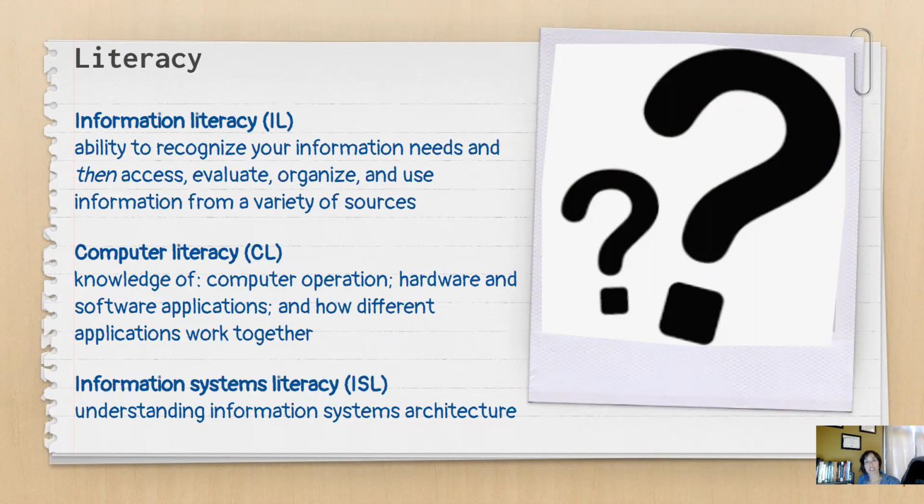One must also have computer literacy, meaning they can operate a computer, knowing how to use hardware and software applications like Microsoft Excel or Word or Windows, how those function separately, and then how those work together. And finally, how IL and CL work together to collect, store, use, and share information more efficiently and effectively.